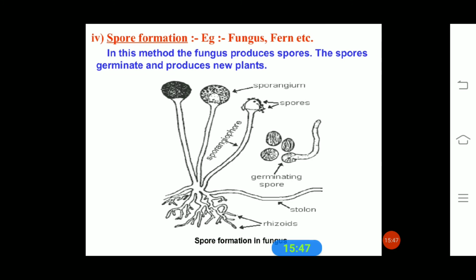Another reproduction method is what? Spore formation. What is spore formation? Spores are asexual reproductive bodies. For survival, each spore is covered with a protective coat to withstand unfavorable conditions such as high temperature and low humidity. So students, in this method what happens? The fungus produces spores. Fungus is another type of microorganism, and it produces spores on its surface.